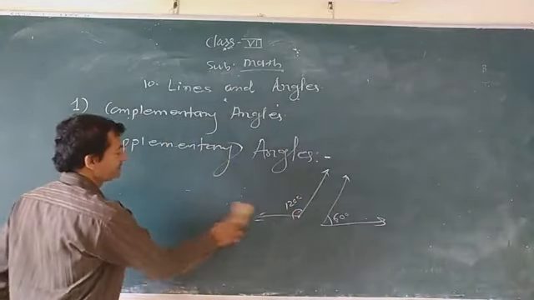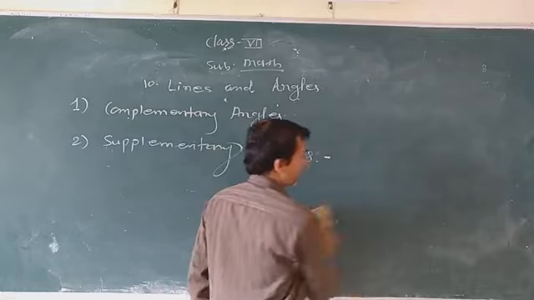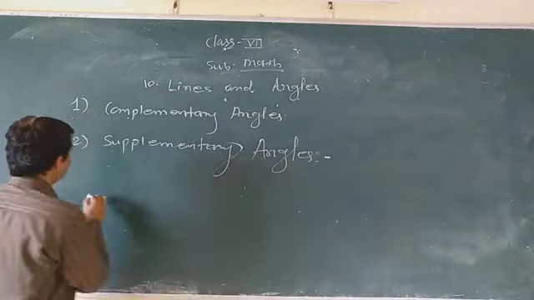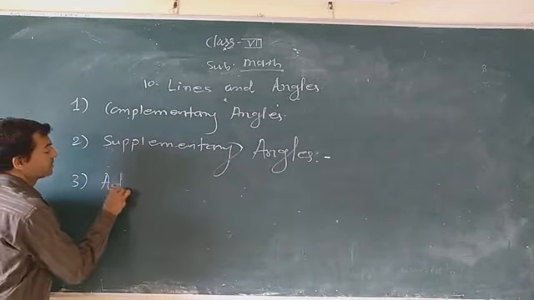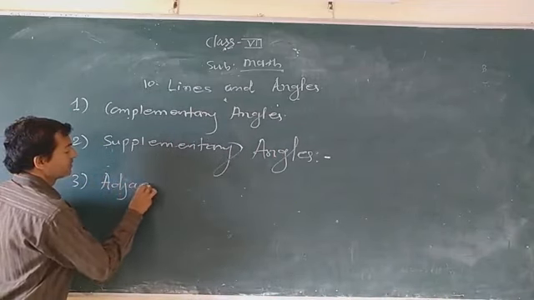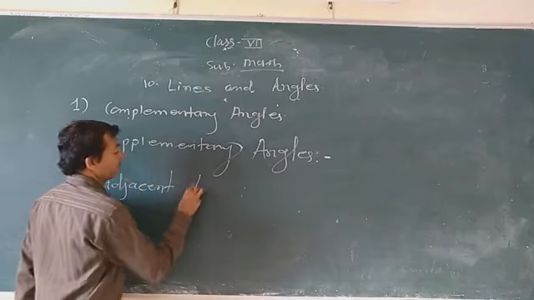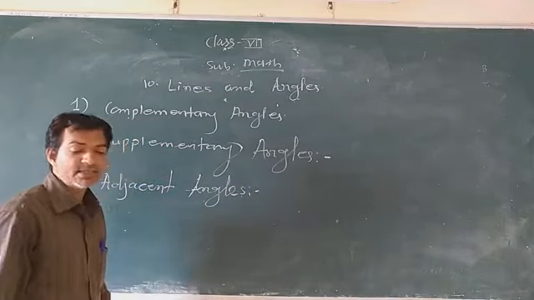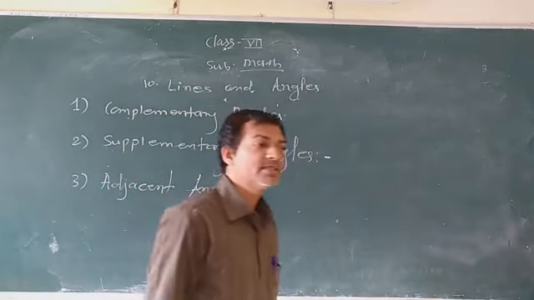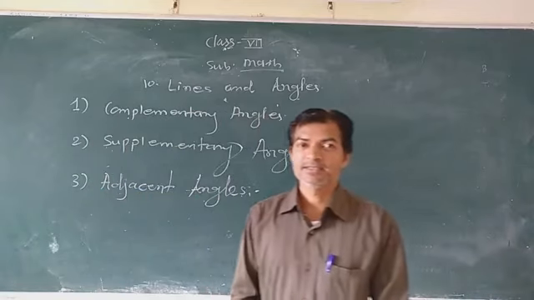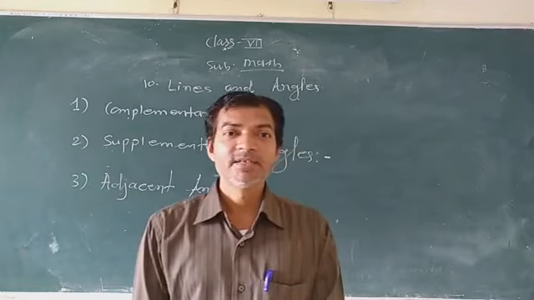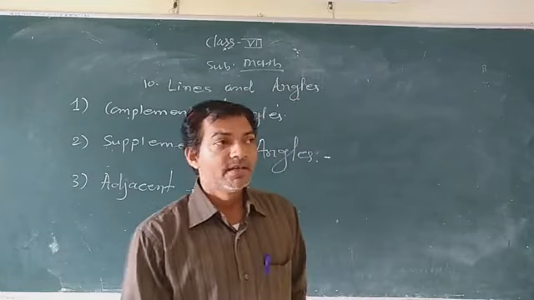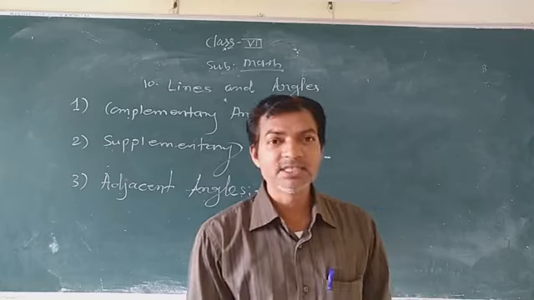See here. The definition is given here, but I will explain this one. Adjacent angles. See, adjacent means what? Adjacent means neighbor. Neighbor, do you know? Neighbor, those who are your neighbors, that is the adjacent. Listen here, the definition is given here.